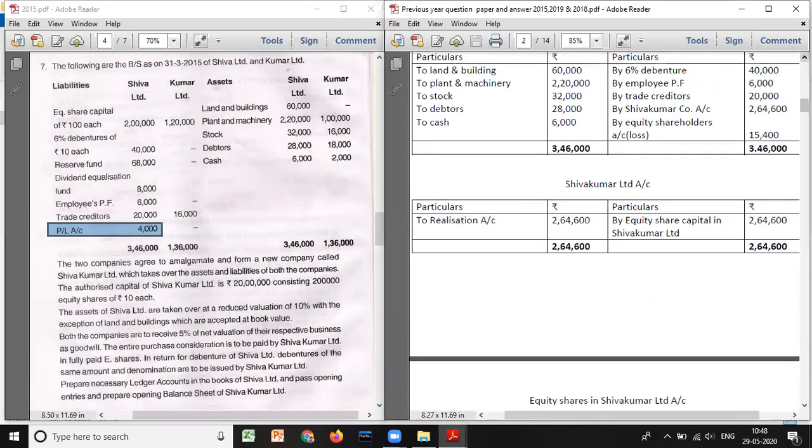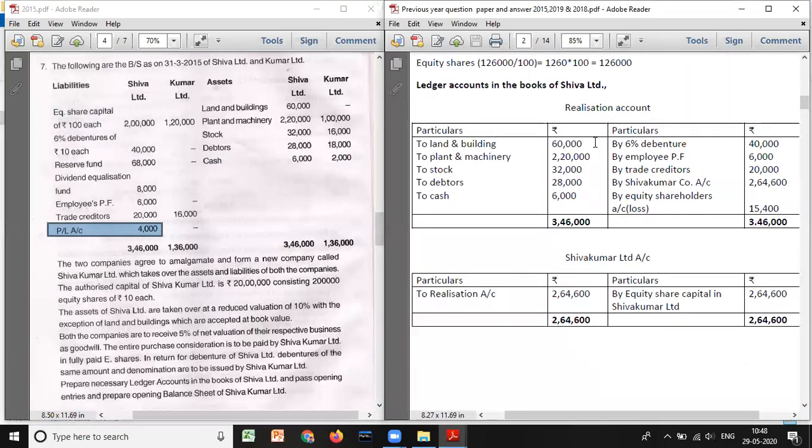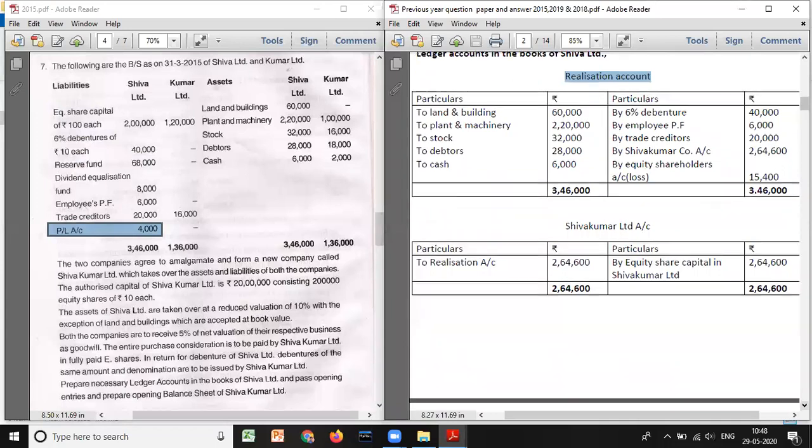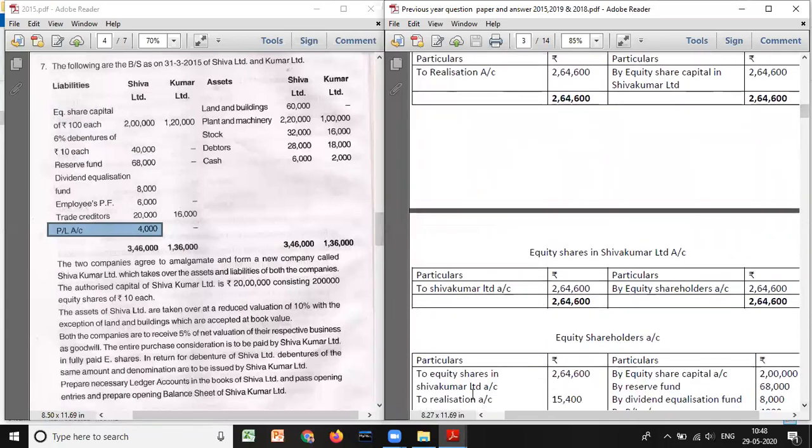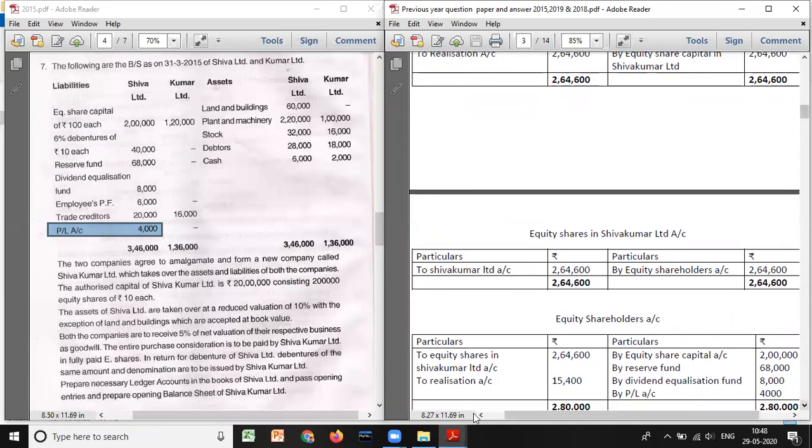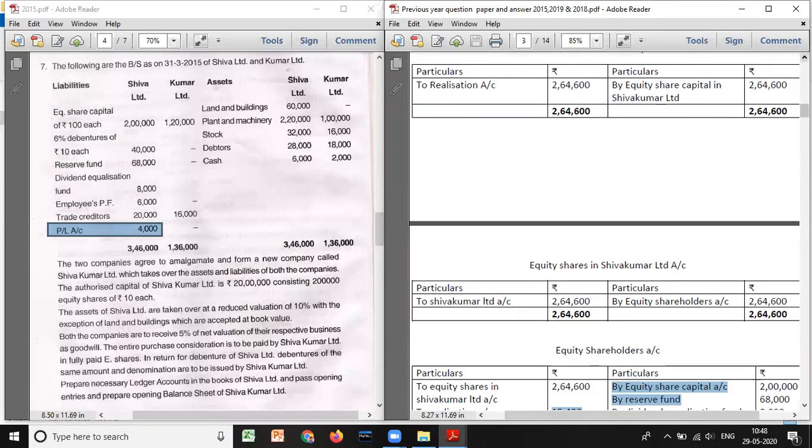Look at here. In the first account, do we have any equity shareholders account? Look at here. We have here. Okay. We have equity shareholder loss. This account is credited. That means this account should be debited in equity shareholders account. Look at here. We are debiting equity shareholders account to realization account 15,600. And look at here. Next one. We look at the other part.